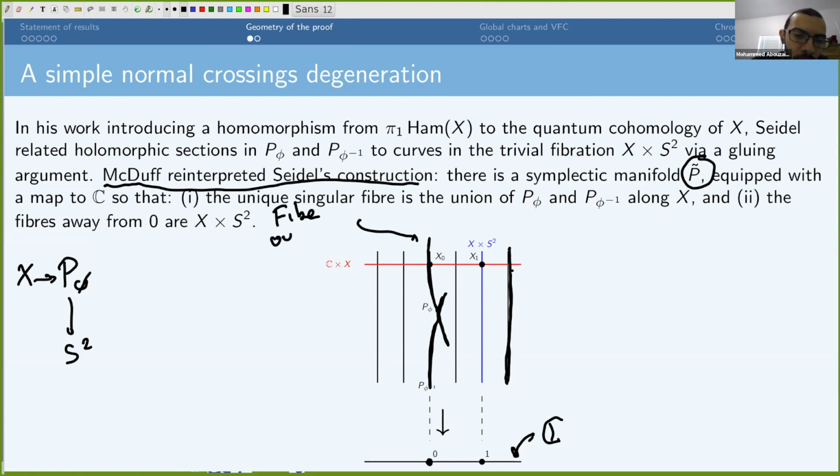It's singular, but it's not badly singular. It's just two smooth manifolds glued together along a codimension 2 hypersurface. What are these two smooth manifolds? It's P_phi union P_phi inverse, glued along X. This loop of Hamiltonian diffeomorphisms determines this fibration, and this is just the inverse loop.